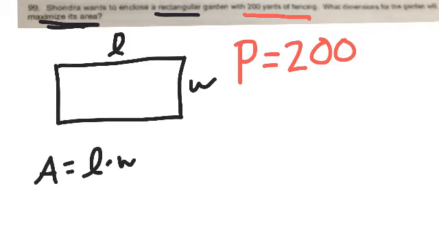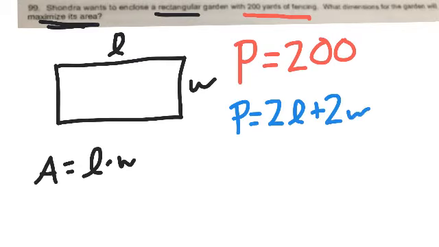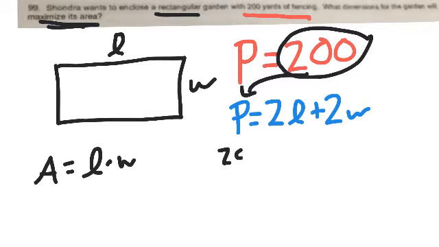Now, I also know the perimeter formula for a rectangle is length plus width plus length plus width, which we can write as 2 lengths plus 2 widths. Now, we're just adding the four sides together to get the perimeter. Now, since I know the perimeter is 200, I can plug in 200 for P. So that's 200 is equal to 2 times the length plus 2 times the width. Now I have a formula with only two unknowns.